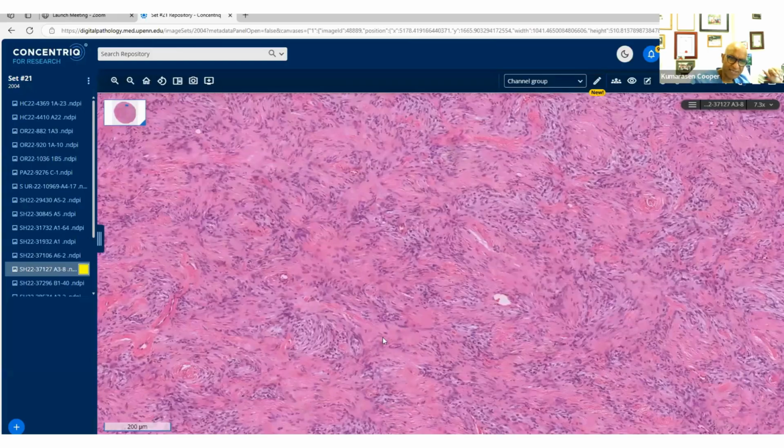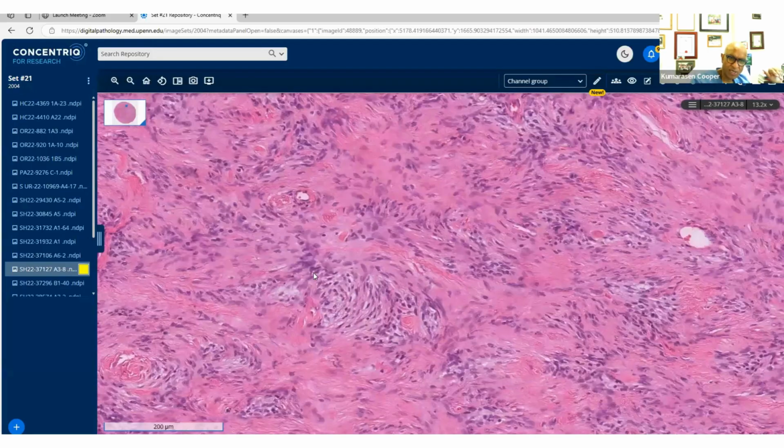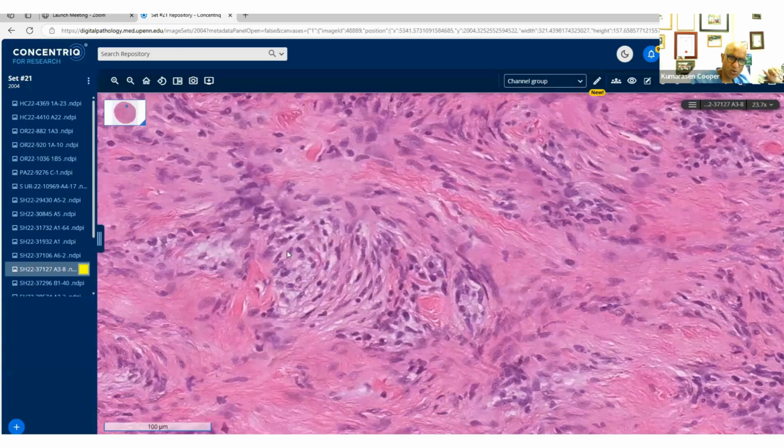And sometimes you find these, there's a nice one here, this sort of whirl looking, right? Whorl-like pattern, which you see with this loose stroma in perineuriomas. That's a useful feature as well. Those whorls. And I like that. And you pick them up.